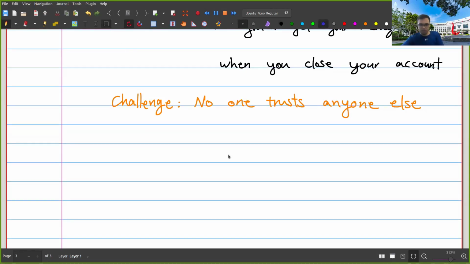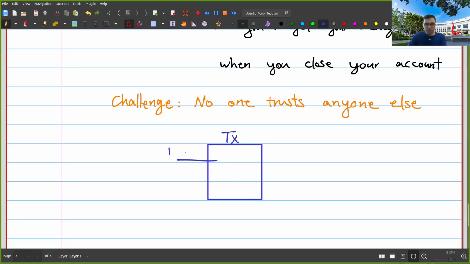Now, here's what we do. We can just create a new transaction. And in this transaction, let's call this TX, there's going to be some input. And the input is, let's say, 1 Bitcoin. And let's say that the input comes from the member. There's also going to be an output. But this output, again, it's 0.999 Bitcoins, let's say. It's a little bit less than 1 Bitcoin because you have to pay some transaction fee.